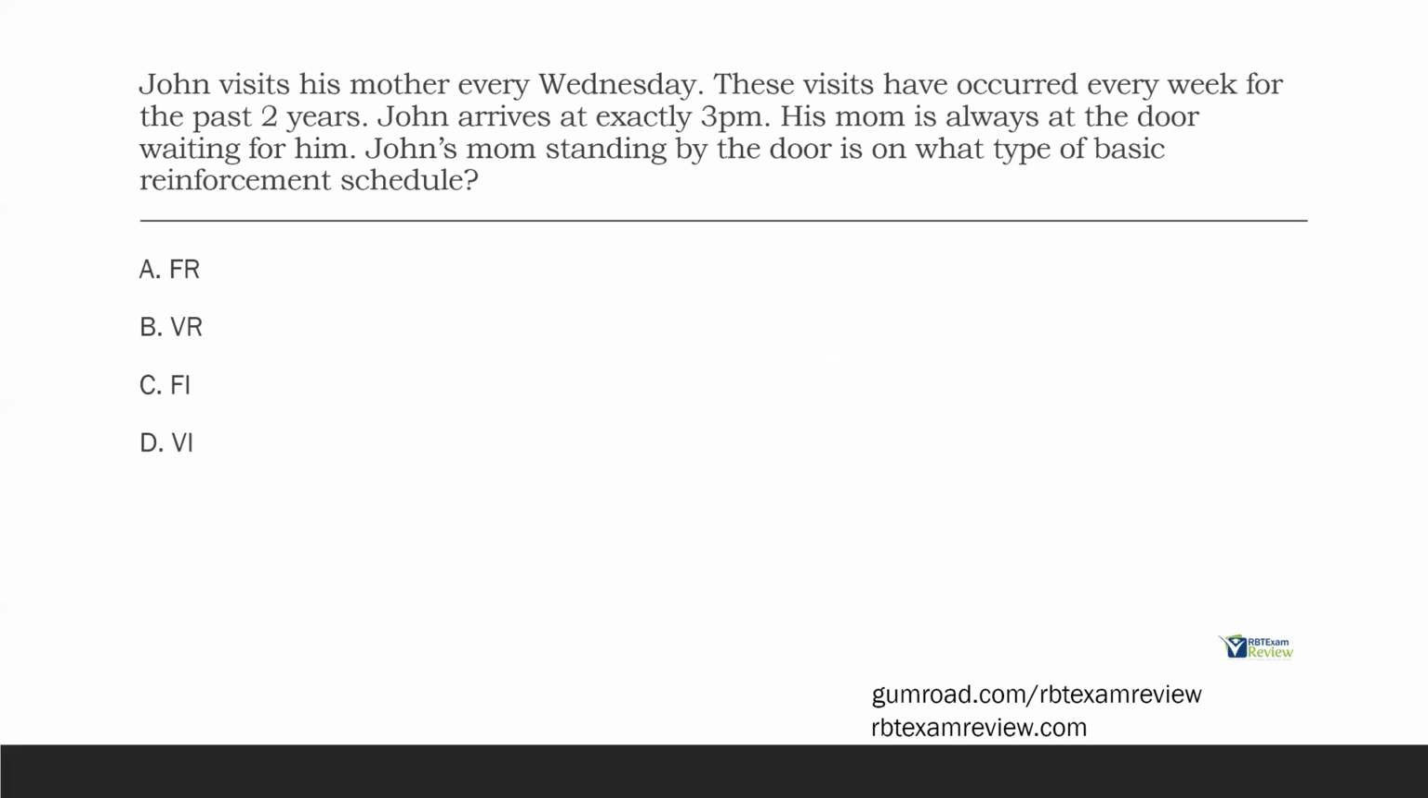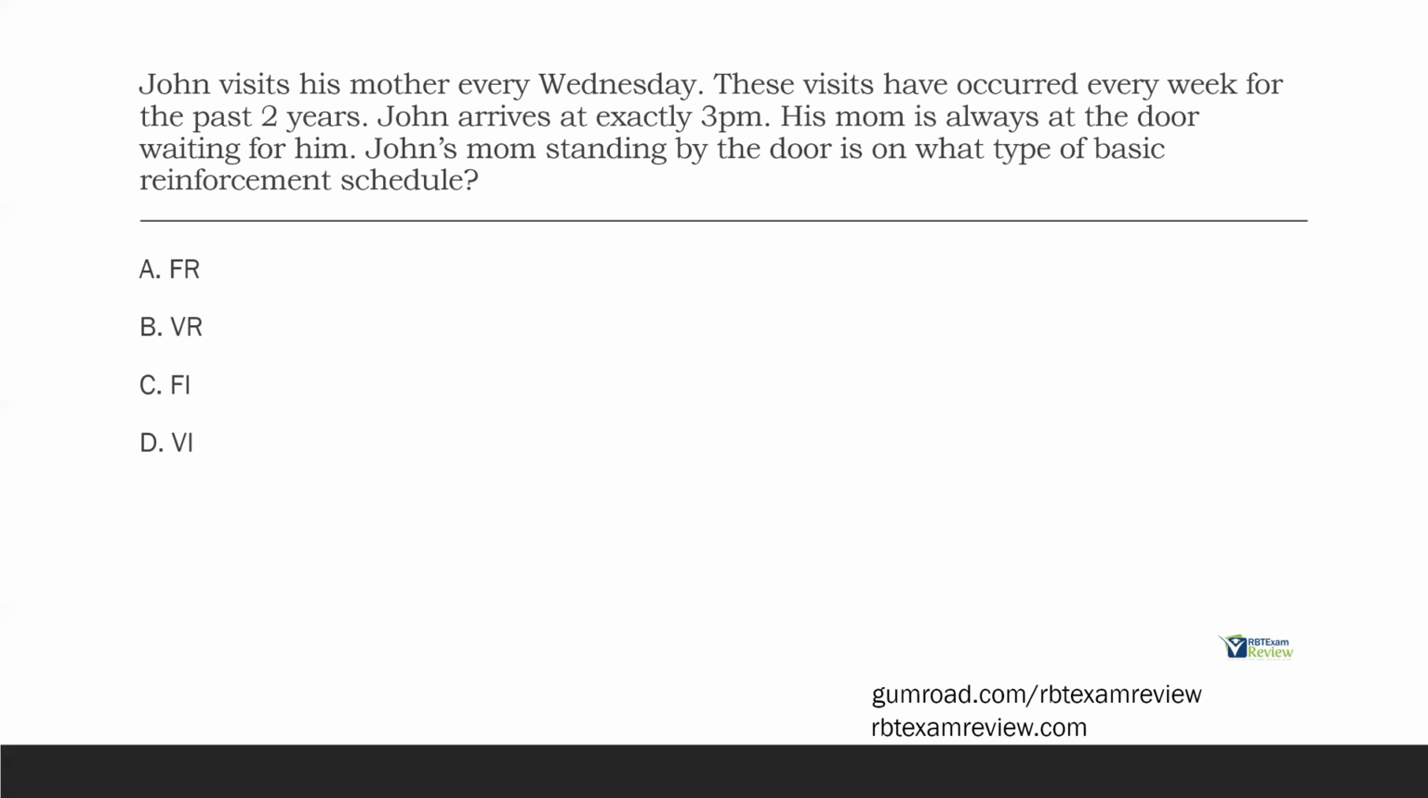So clearly, John's mom is prepared for John's arrival. She stands at the door. Her behavior of standing at the door is reinforced by John arriving. Okay. So what schedule is this on? So we're looking at some basic reinforcement schedules here, right? Ratio and interval schedules. Ratio is based on responses. Interval is based on time. Are we dealing with time here, or are we dealing with responses?